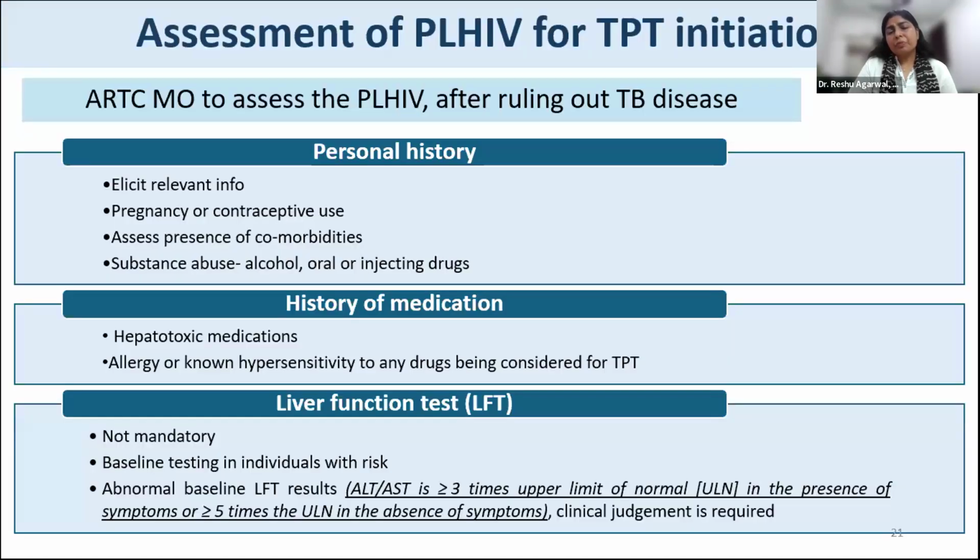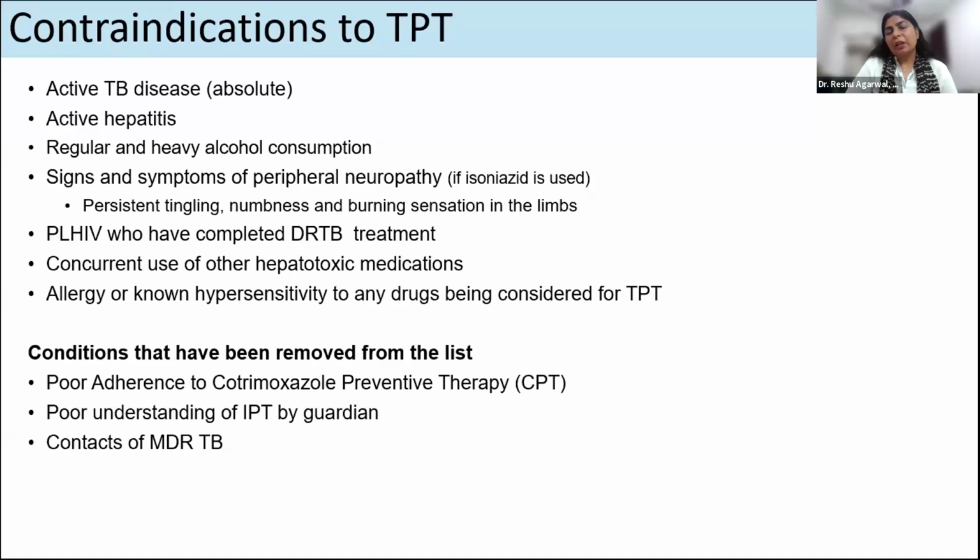In those cases, you need to be a bit cautious or see what the definite guidelines say, or you may want to use an alternate regimen. So there were some conditions in the initial guidelines which were like poor adherence to CPT, poor understanding of IPT by guardian, or context of MDR-TB. So these 3 conditions have been removed from the list of contraindications. So we don't get into this piece of poor adherence or poor understanding of IPT by guardian. So these conditions were very vague and they have been removed.